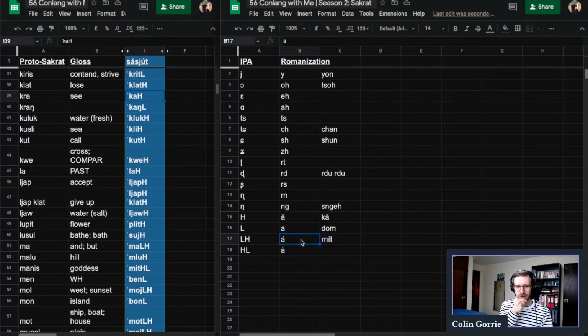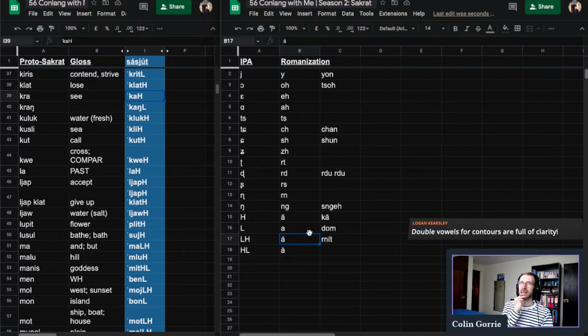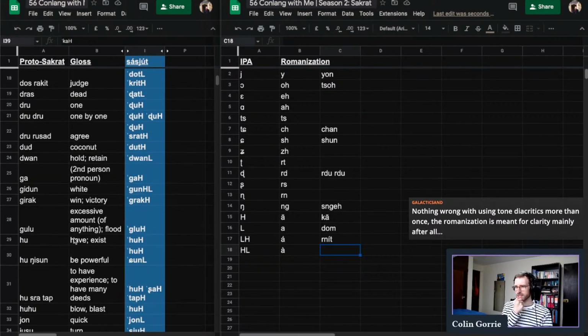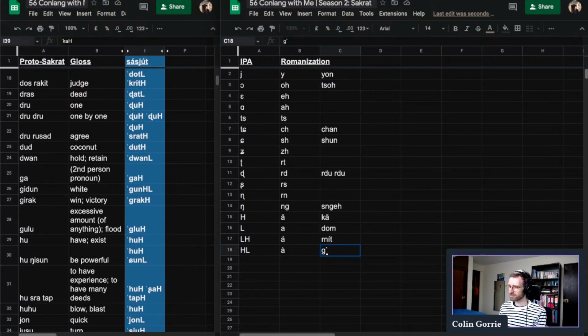The thing about, Logan, about using double vowels for contours is it makes me think that these are long vowels, rather than all of the same length, just with different tonal contours. Which is, okay, here's what we should do. Let's make two romanizations. One is the have mercy on Colin so he can read this romanization, and one is the play with tone letters romanization.